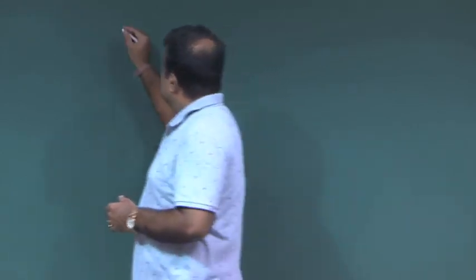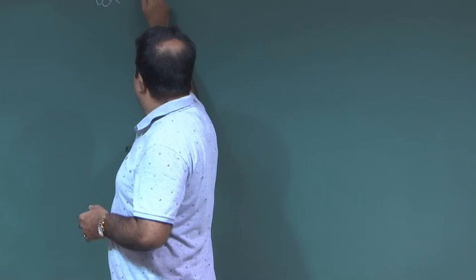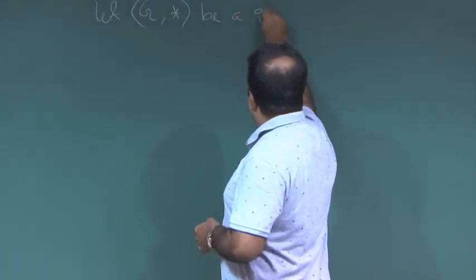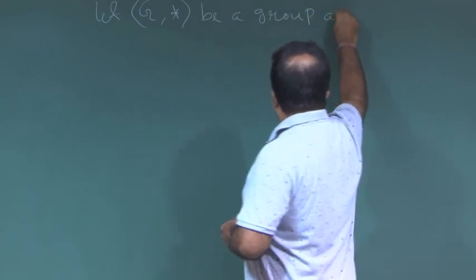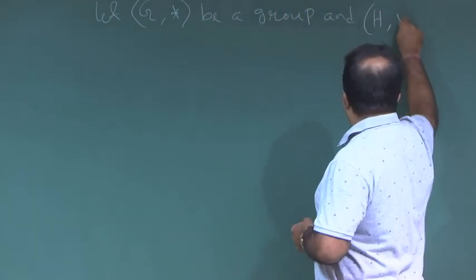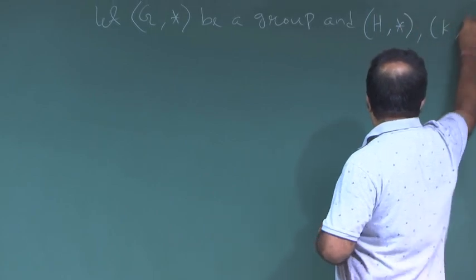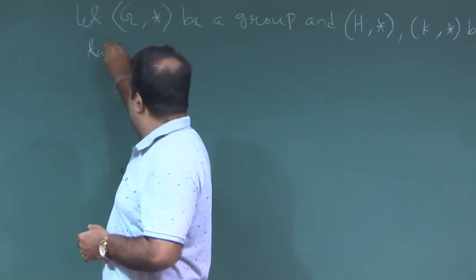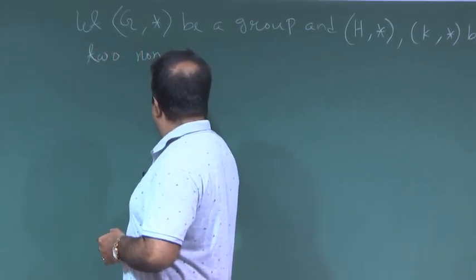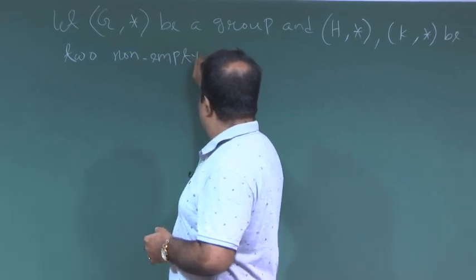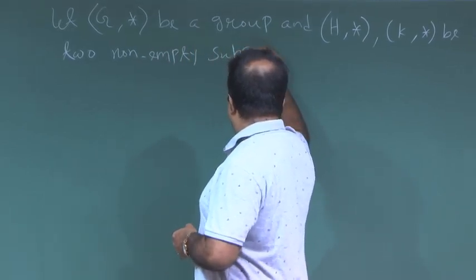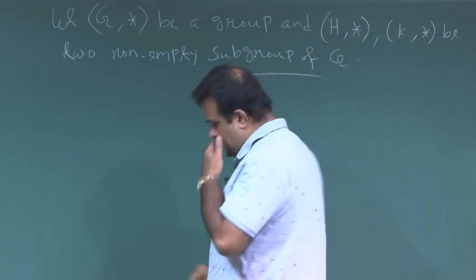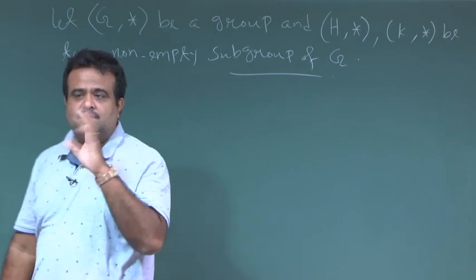So, for that, let us take a group. Let G be a group under this operation star, and H and K be two non-empty subgroups of G. Then we will discuss some of the properties.